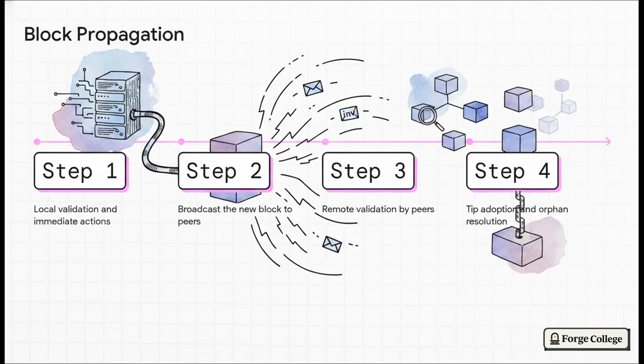Step 1, local checks. The miner makes sure they aren't broadcasting junk. Step 2, they broadcast an inv message to peers, basically saying, hey, I found something. Step 3 is remote validation. And Step 4 is tip adoption. Miners will use bare minimum data protocols just to ensure their block propagates faster than their competitor's block.